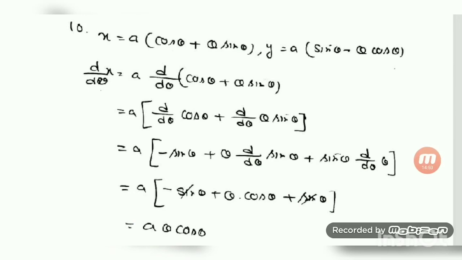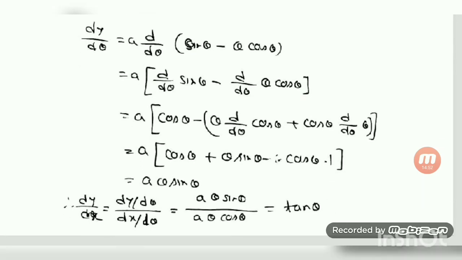Now let us proceed to dy/dθ. What is dy/dθ? a is constant. d/dθ of sin θ minus a cos θ. Here this is d/dθ of sin θ minus d/dθ of θ cos θ, because I have applied the u minus v rule. This is directly derivable. d/dθ of sin θ is cos θ. Minus is there with the u into v rule, that's why I am putting this bracket.